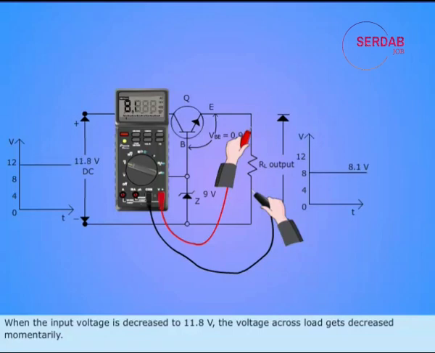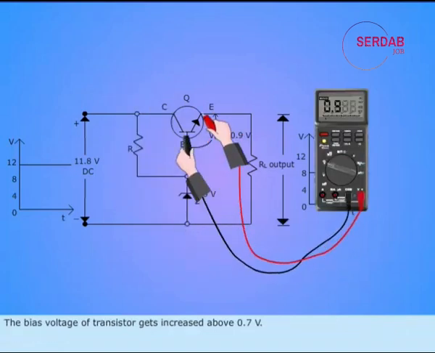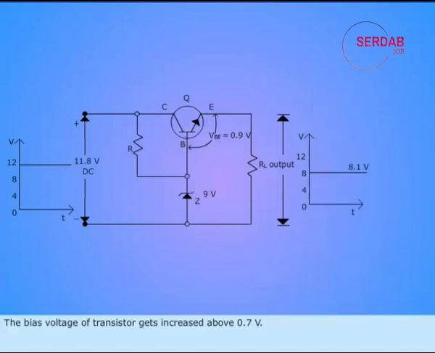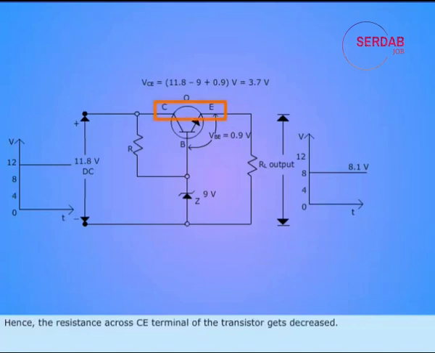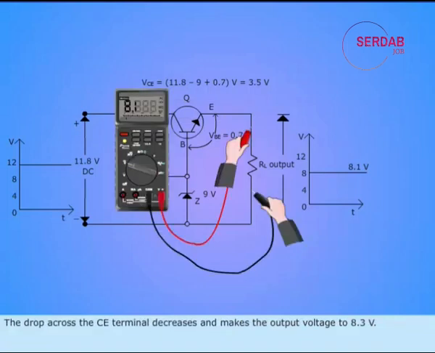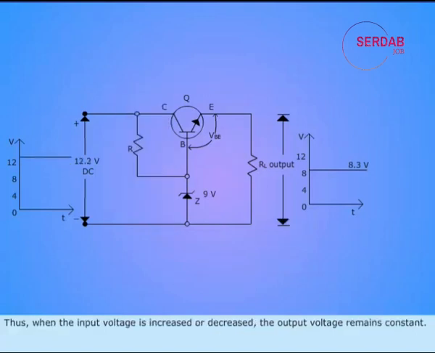When the input voltage is decreased to 11.8 volts, the voltage across load gets decreased momentarily. The bias voltage of transistor gets increased above 0.7 volts. But Zener diode maintains the constant base voltage of 9 volts. Hence, the resistance across CE terminal of the transistor gets decreased. The drop across the CE terminal decreases and makes the output voltage to 8.3 volts. Thus, when the input voltage is increased or decreased, the output voltage remains constant.